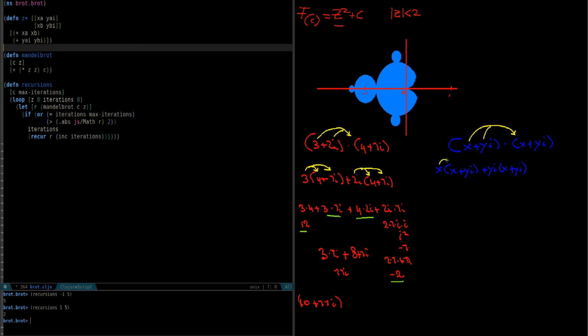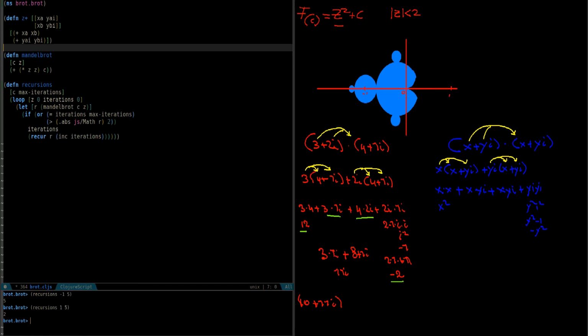Let's get rid of the brackets. This times this, and this times this, plus this times this, plus this times this, which becomes x times x, plus x times yi, plus x times yi, plus yi times x, which is the same as x times yi, plus yi times yi. x times x becomes x squared, and yi times yi is the same as y squared times i squared. i squared is minus 1, so that becomes y squared times minus 1, which becomes minus y squared.